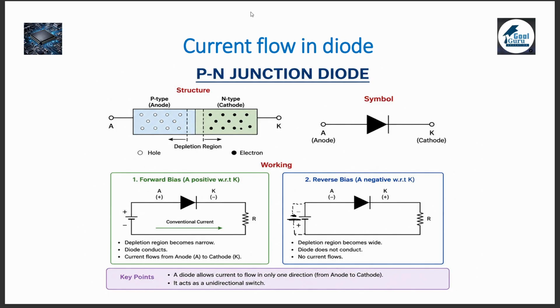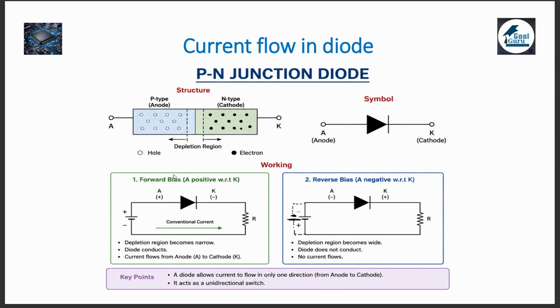Let us revise quickly on what we had studied in the earlier sessions. The structure of the PN junction. You can see P type, which is called the anode, N type, which is called the cathode. This is a depletion region. P type formed because of holes, N type formed because of electrons. This is a symbol for PN junction diode.